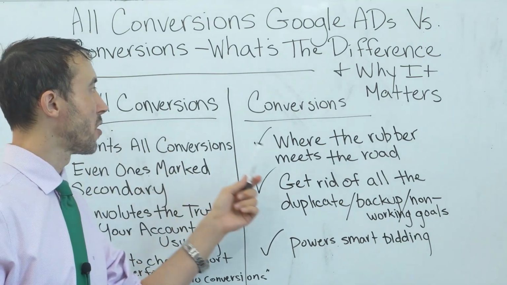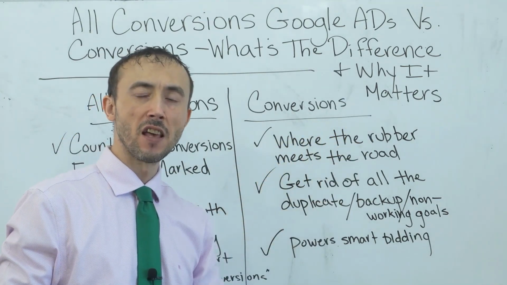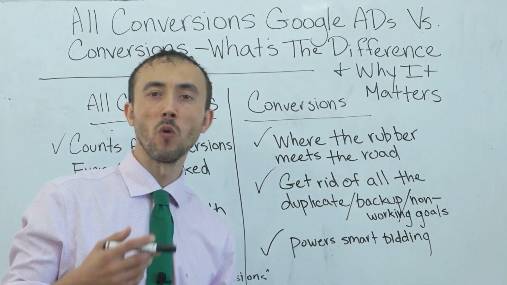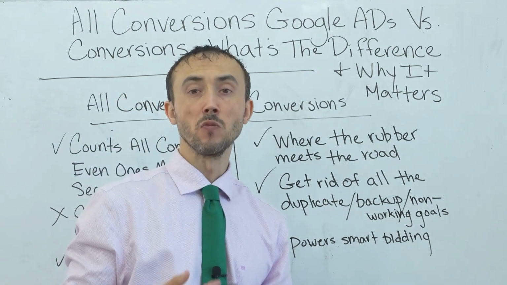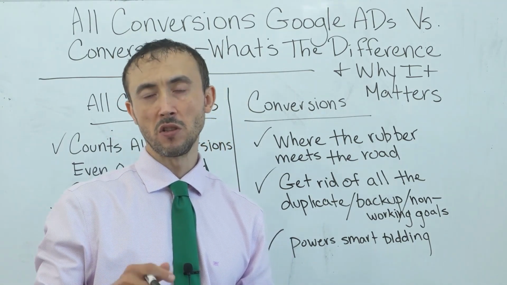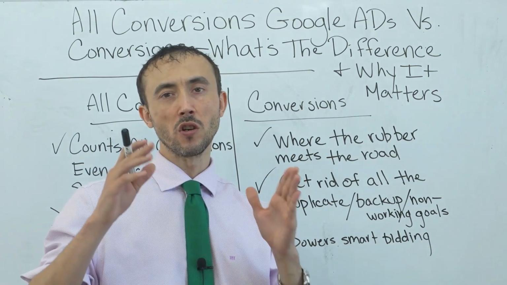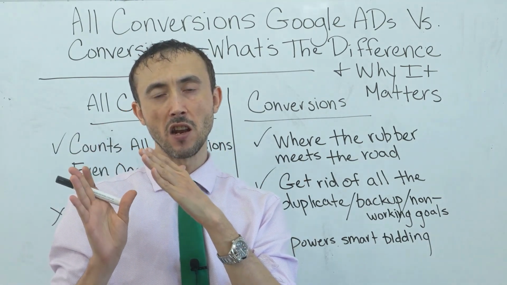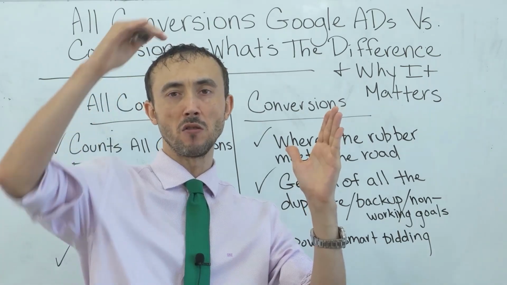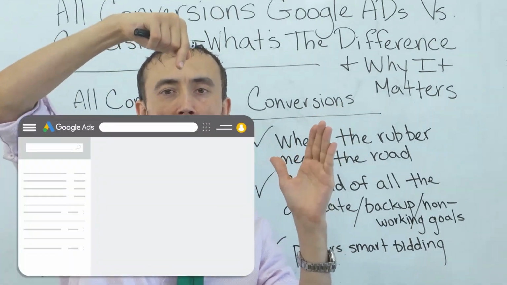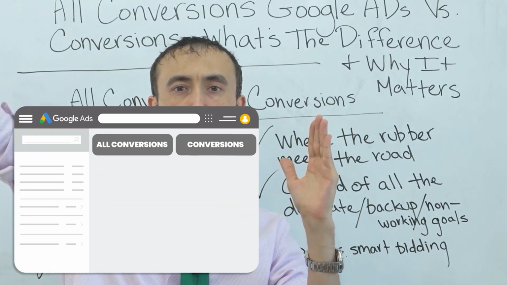That is all conversions versus conversions by itself, as per what Google is referring to when you see these column headers inside your ad account, because you can edit and adjust your columns on your campaigns menu to see whatever information you want. You can pick all conversions and conversions.